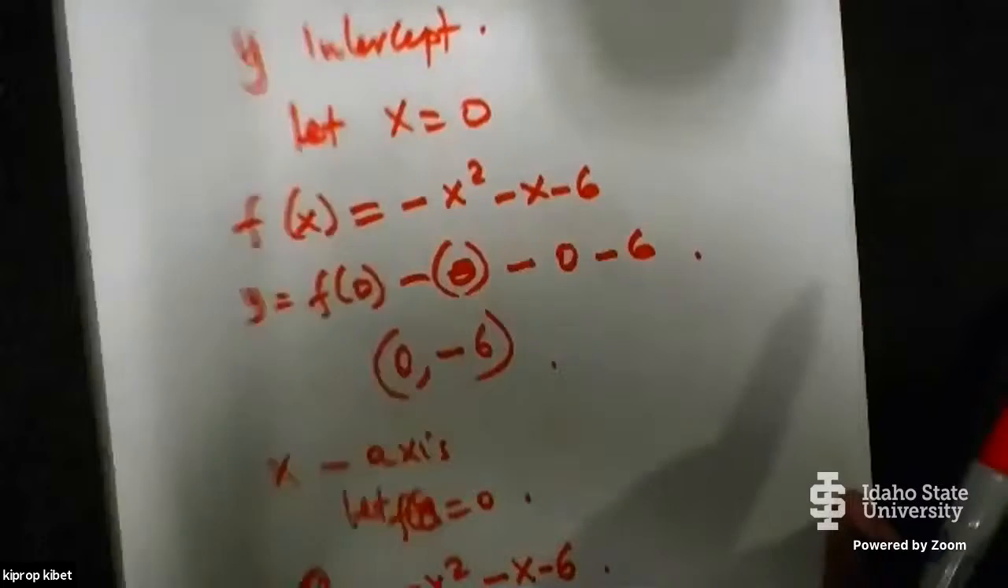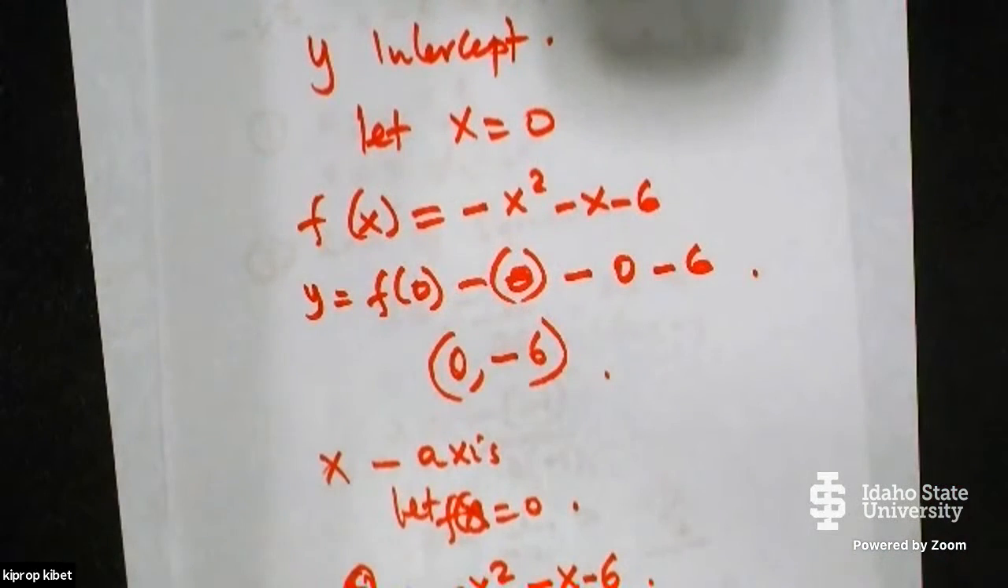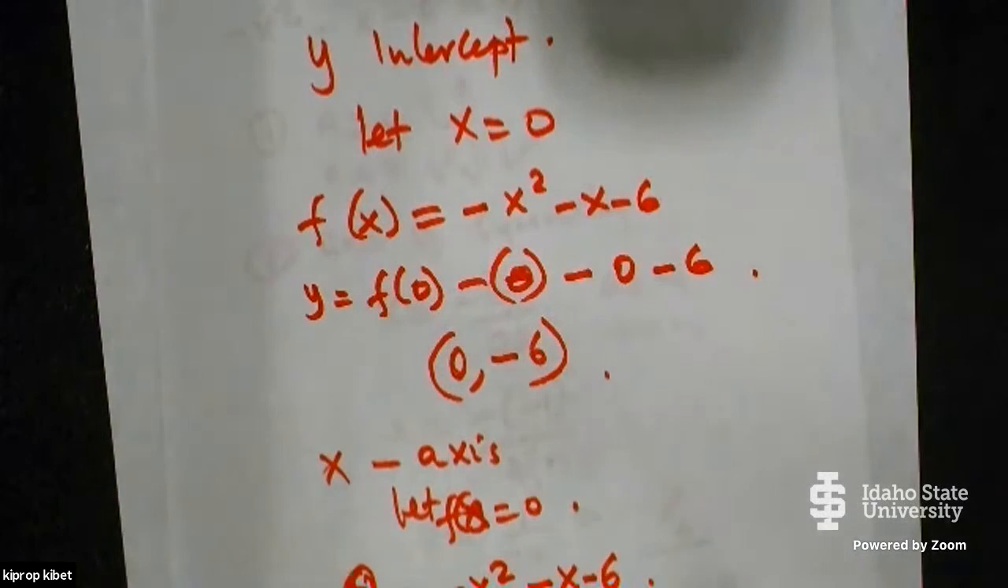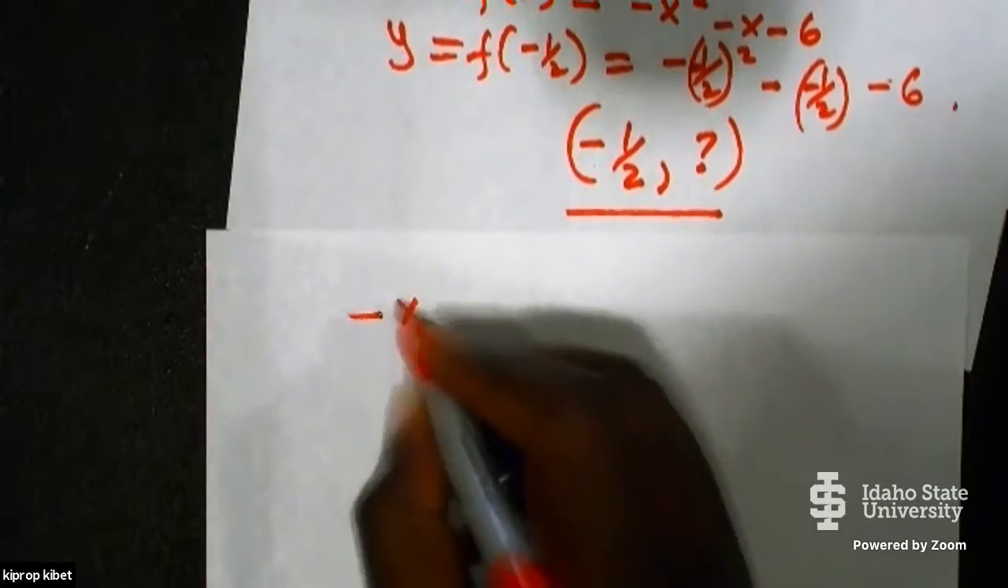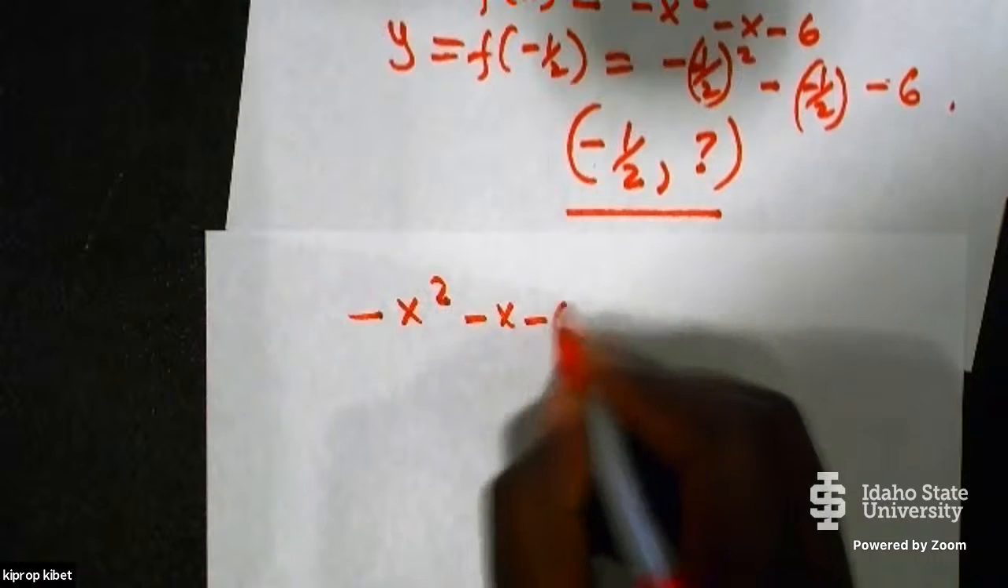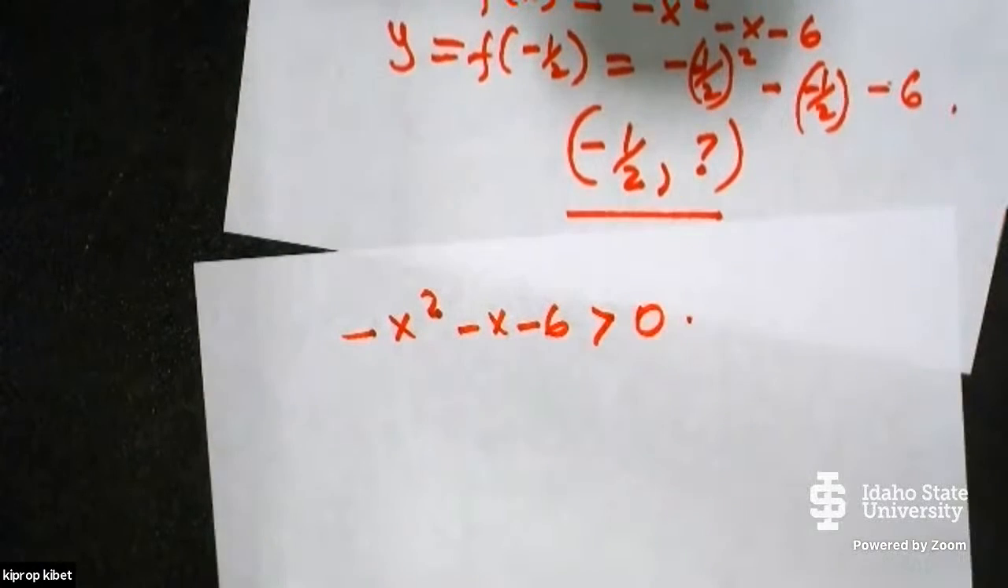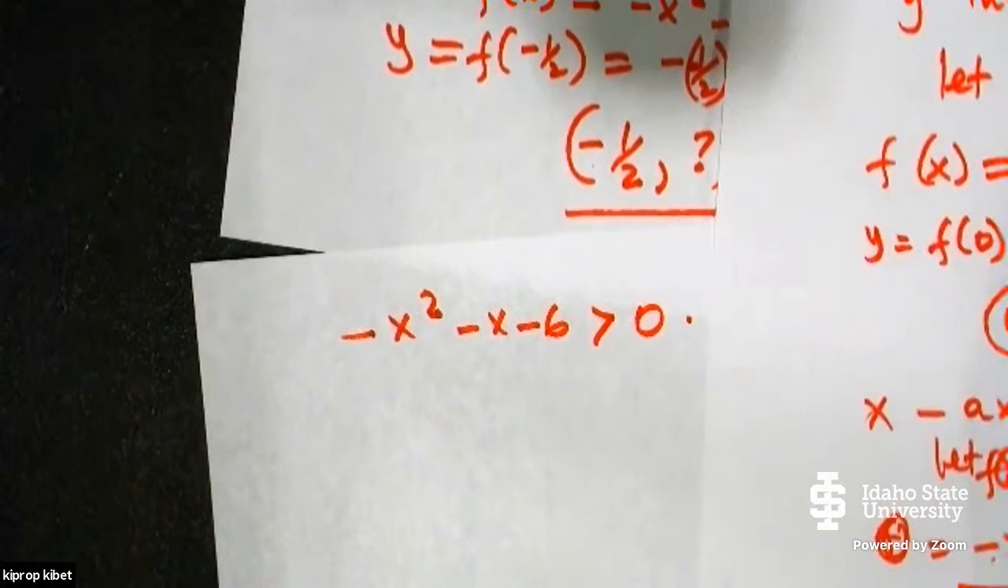Another question would be, using all this information, now get the interval notation of minus x squared minus x plus 6 greater than 0. So greater than 0.